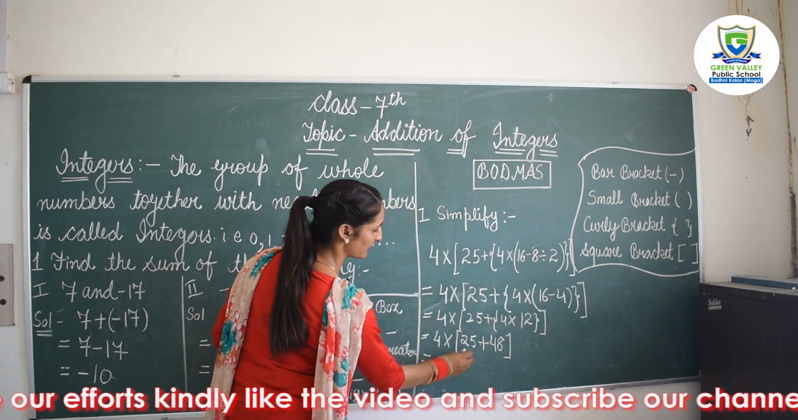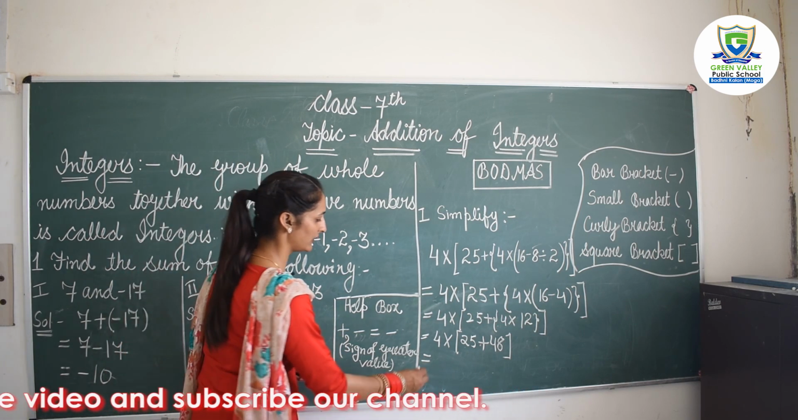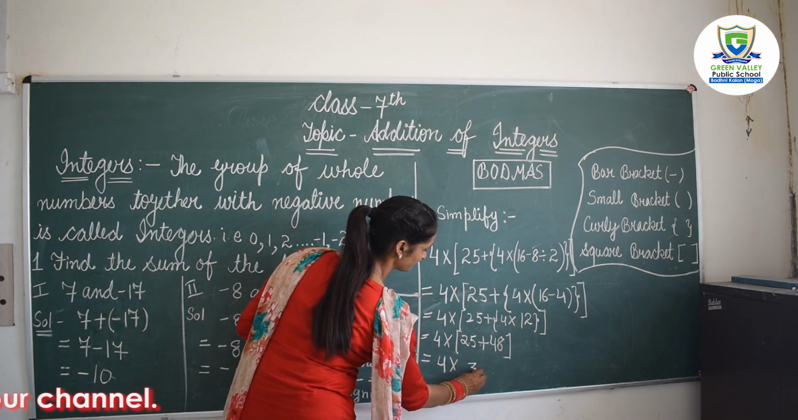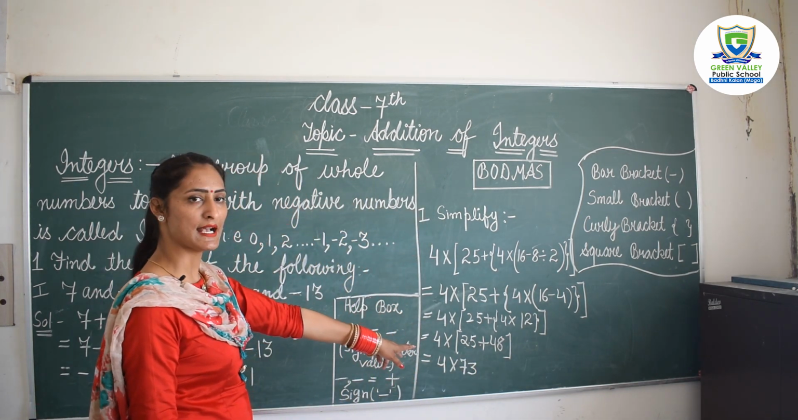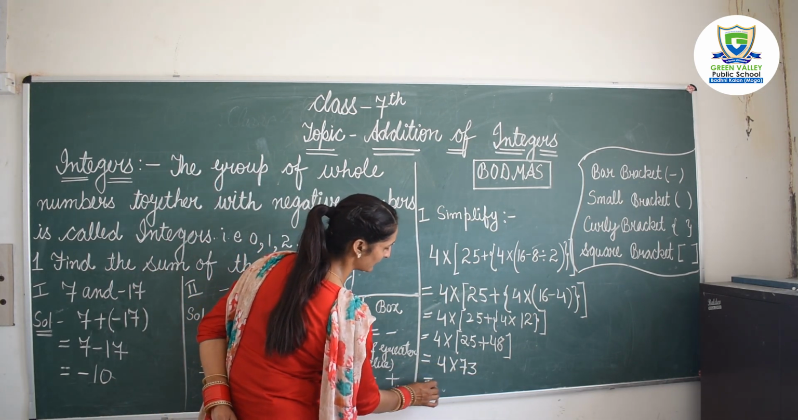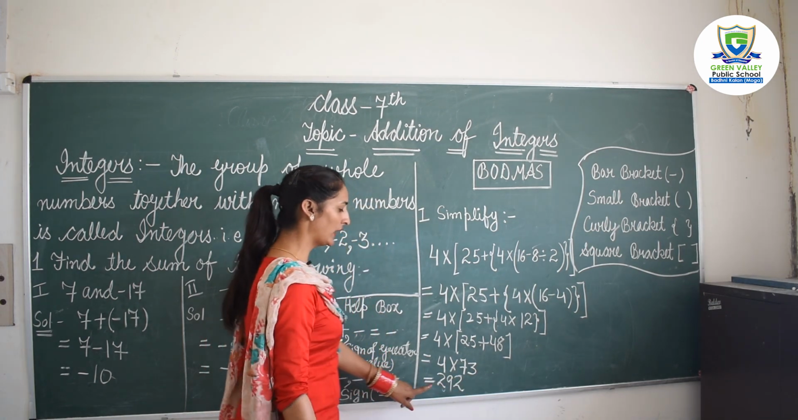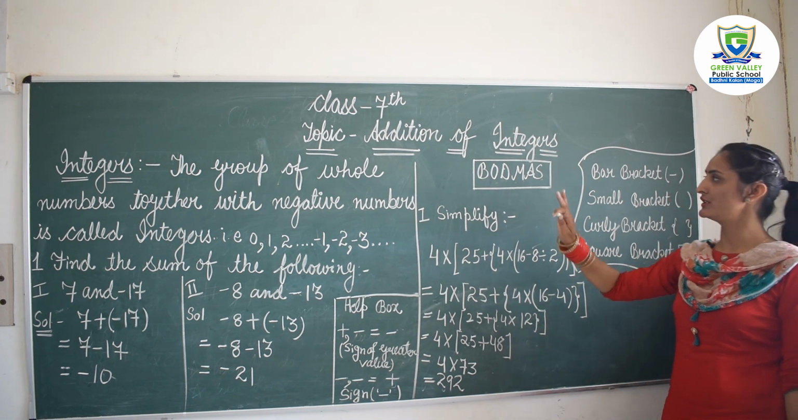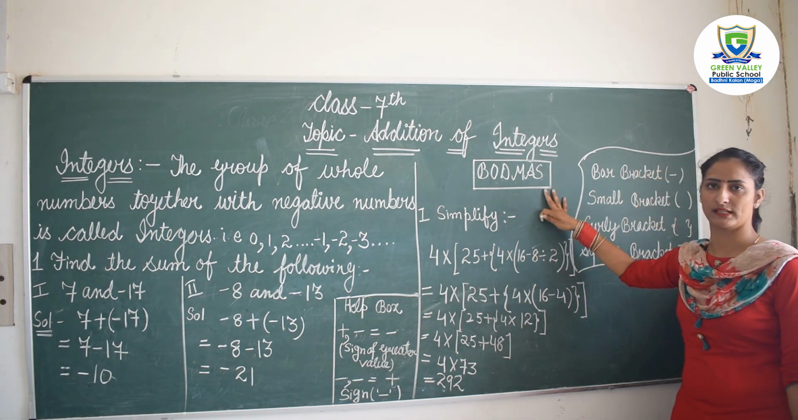Now we have this bracket to solve, and the sign is addition. So we have to do addition here. We will write 4 multiply and do addition. You will get 73. And then the last step is to multiply these two numbers. So do multiply, and your answer is 292. So this is your topic about the addition of integers and simplifying with the BODMAS rule.